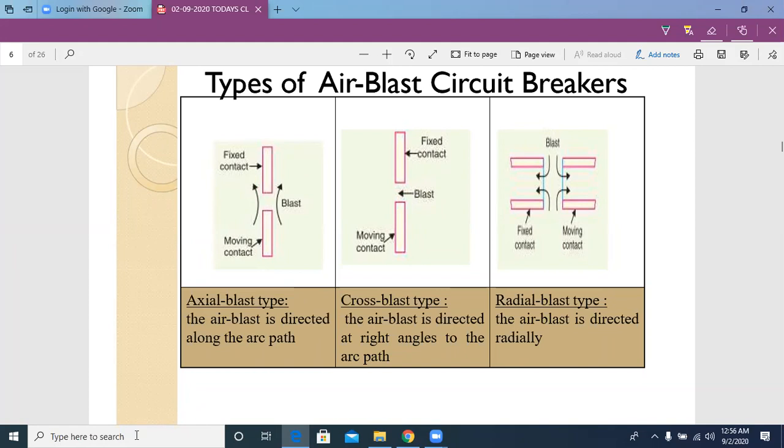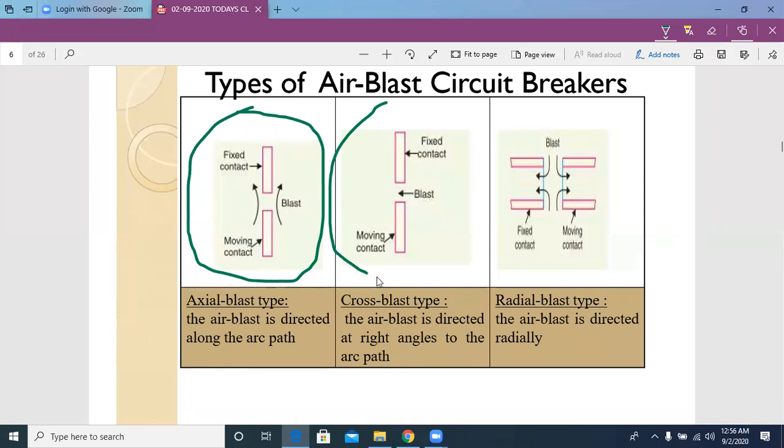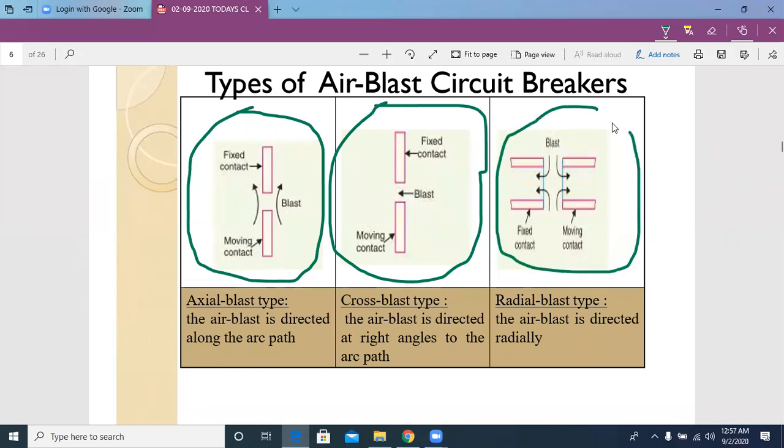That one is axial blast type. The next one is cross blast type. Here we classified it based on airflow direction compared to arc path direction. First one is axial blast, second one is cross blast, and third one is radial blast.